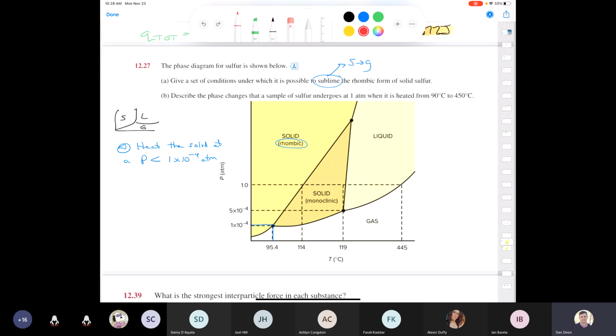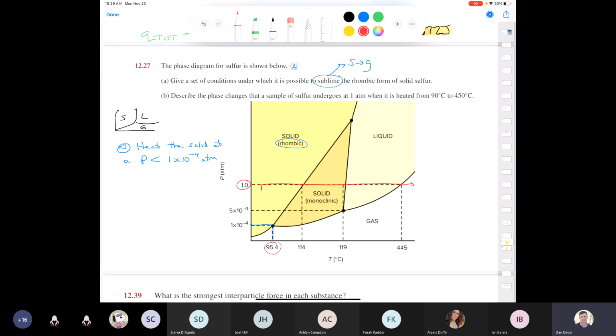For B, it says describe the phase changes that a sample of sulfur undergoes at 1 atmosphere when it's heated from 90 degrees Celsius. So if this is 94.5, then 90 is going to be down here somewhere. 90 to 450, so we heat until I get to here.